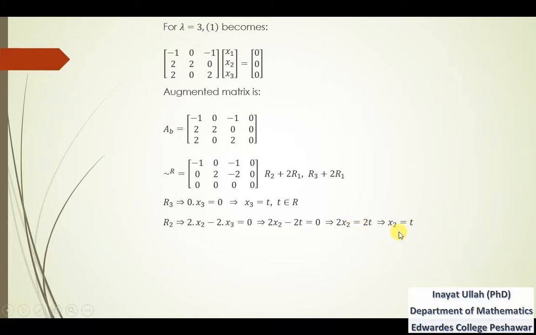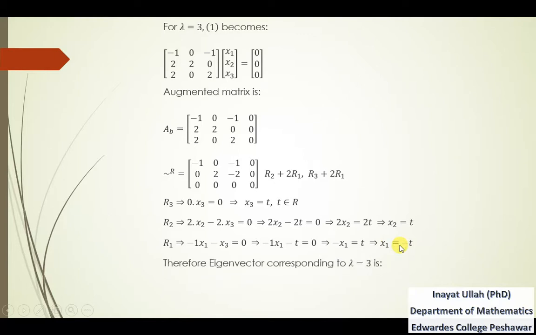is equal to t. And now row number 1 implies minus 1 into x1, 0 into x2 is 0, minus 1 into x3 is equal to 0, replacing x3 by t to get this equation, shifting this t towards that side to get this equation, and multiplying both sides by minus 1 to get x1 is equal to minus t.